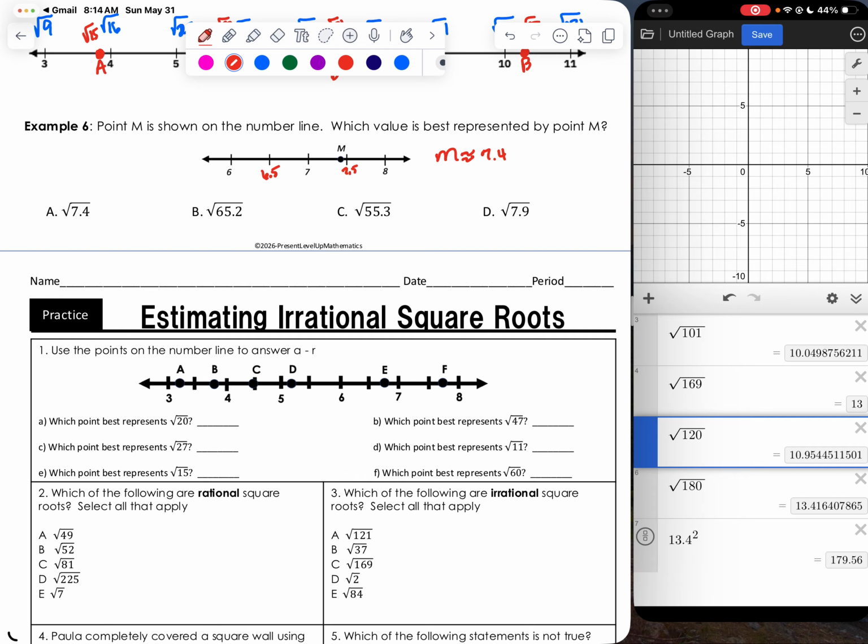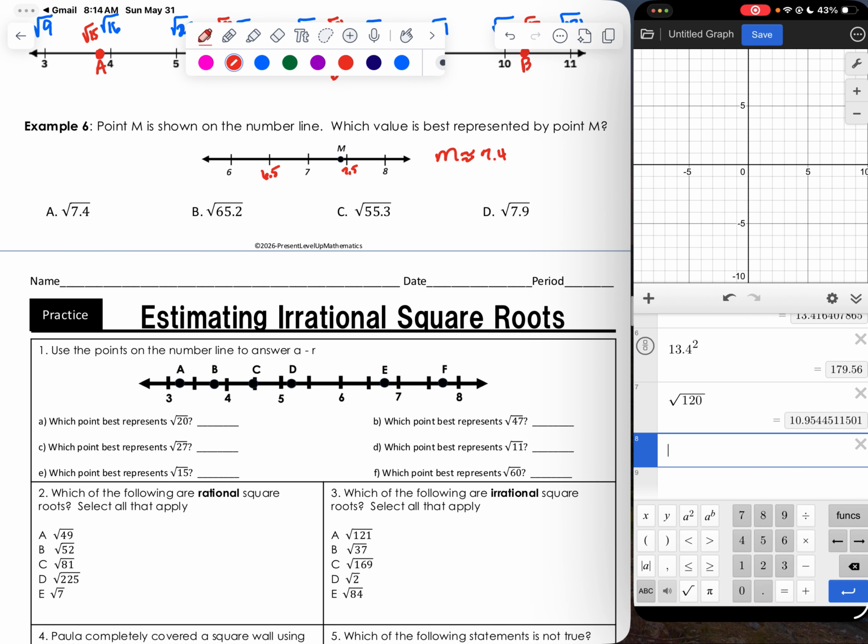Now, look at answer A. Many students were tricked into choosing answer A on this particular standardized test question. But A doesn't say 7.4, it says square root 7.4. So I'm going to grab a calculator and put in square root 7.4. That is equivalent to approximately 2.7. So there's no way that could be the answer. All right, let's go to answer choice B. Square root 65.2 is approximately 8.1, so that's too big.